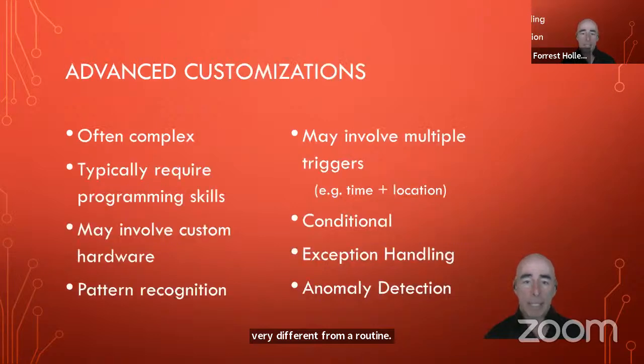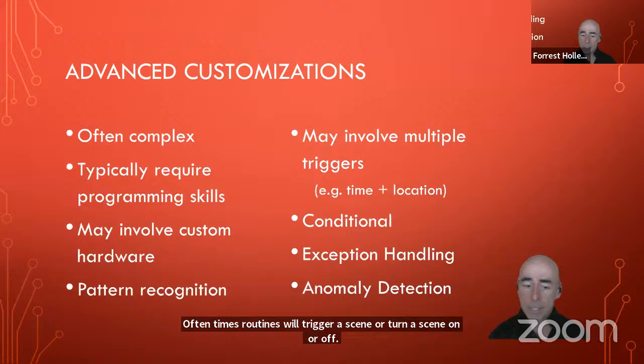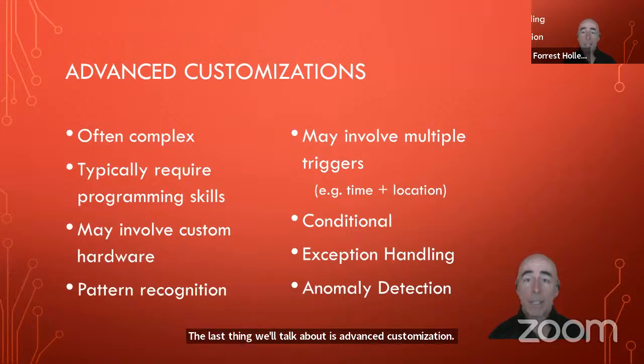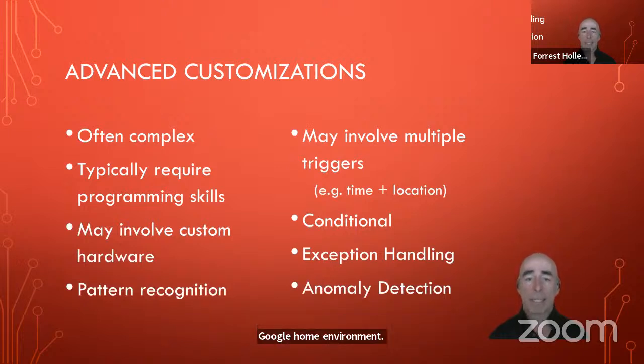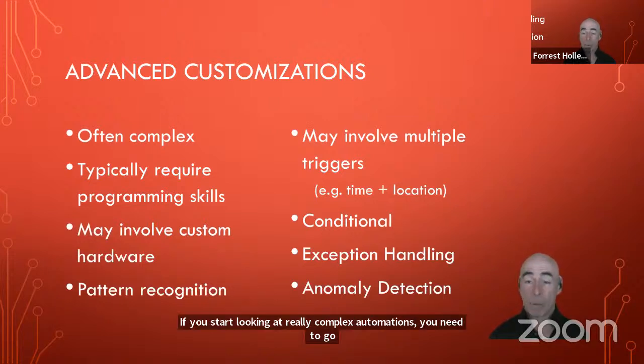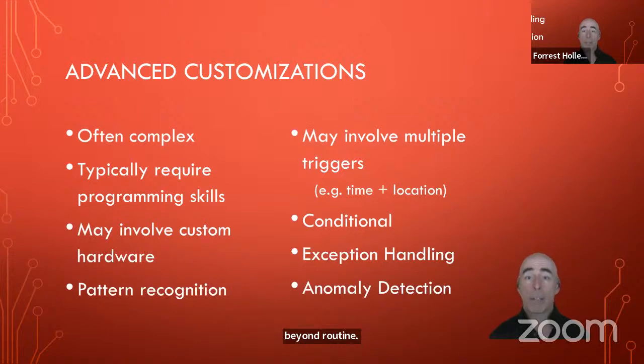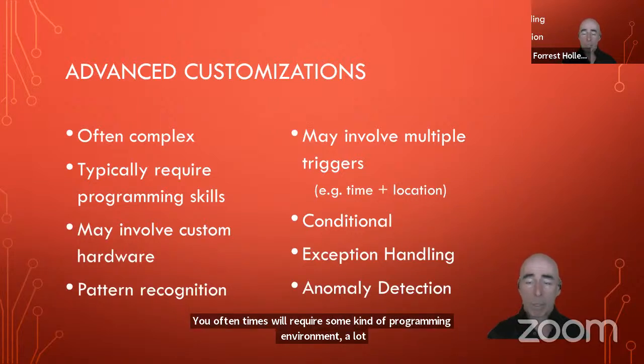And the last thing we'll talk about is an advanced customization. So routines are fantastically powerful, and many people can do some pretty advanced routines within, let's say, the Alexa Echo environment or the Google Home environment, but they have limitations. If you start looking at really complex automations, you need to go beyond just routines. You oftentimes will require some kind of programming environment. A lot of people use a thing called Node-RED, which is a very visual programming environment, that allows people to put very complex nested if this, then that kind of actions together.